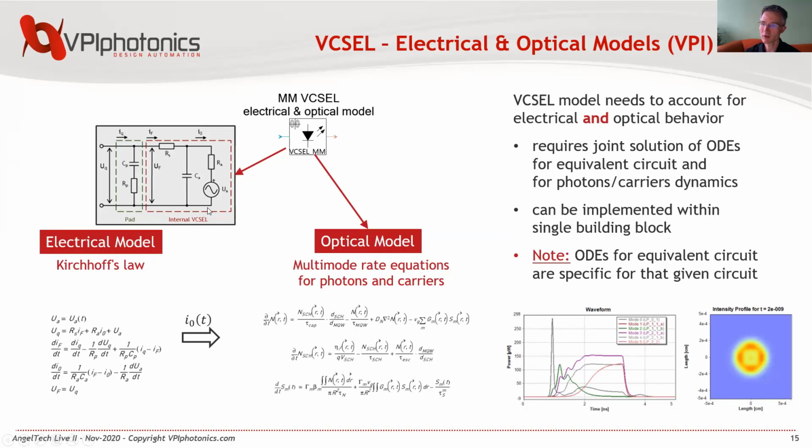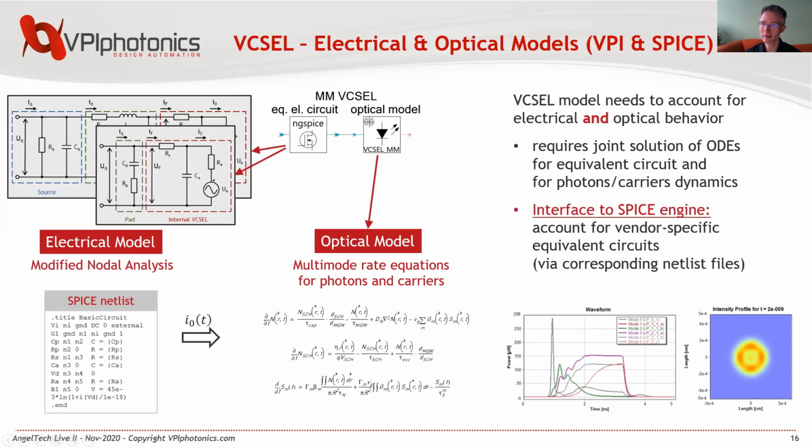However, these equivalent circuits are dependent and specific for the different VCSELs from different vendors. So it's maybe more appropriate to separate the electrical modeling and the optical modeling of the VCSEL, and this can be done by, again, using a SPICE simulation engine. And here we have two realizations of equivalent circuits. They can be described by their corresponding netlists, and again, we can do the same characteristics as before, getting us a current, and then driving the optical model with this.